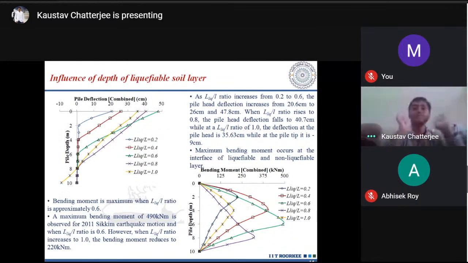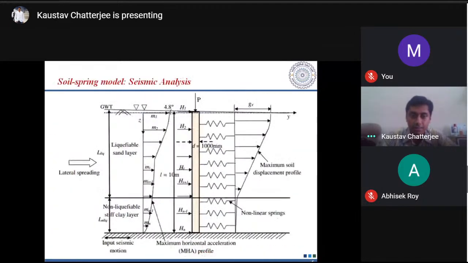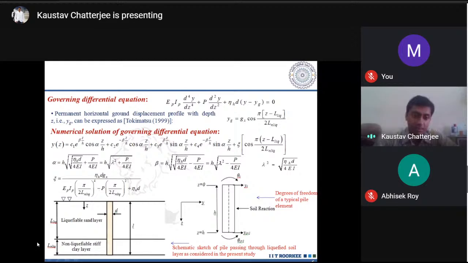Now, we have studied the variation of different factors. Firstly, the depth of the liquefiable soil layer. If you recall the problem statement, here is a liquefiable sand layer and this is a non-liquefiable clay layer. We have varied the thickness of this liquefiable sand layer relative to the total length of the pile. So this is 10 meters: the top 2 meters is liquefiable and the remaining 8 meters is non-liquefiable. Or in some cases, the entire soil is non-liquefiable, and in other cases, the entire soil is liquefiable.